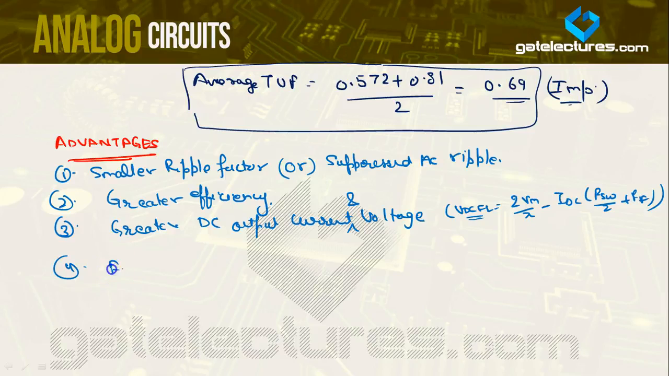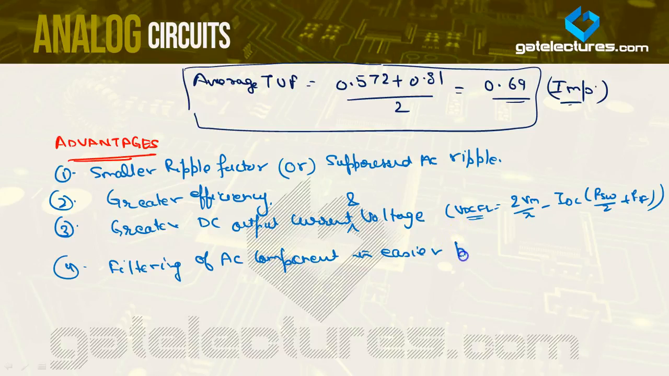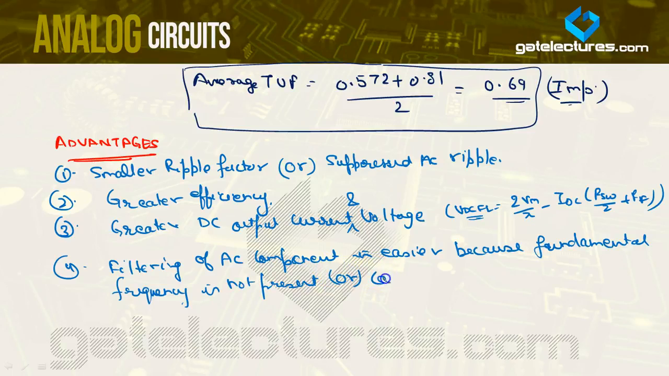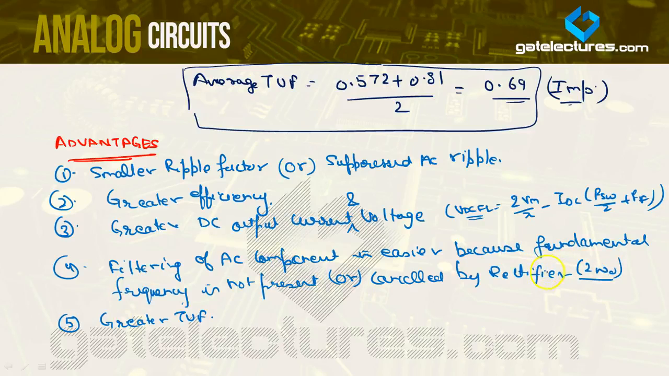Fourth point, filtering of the AC component is easier in the full wave rectifier, because the fundamental frequency is not present, or cancelled by the rectifier. And it has greater TUF. Understood? Because the frequency here is 2 omega naught, filtering is more seamless as compared to the case of a half wave rectifier.